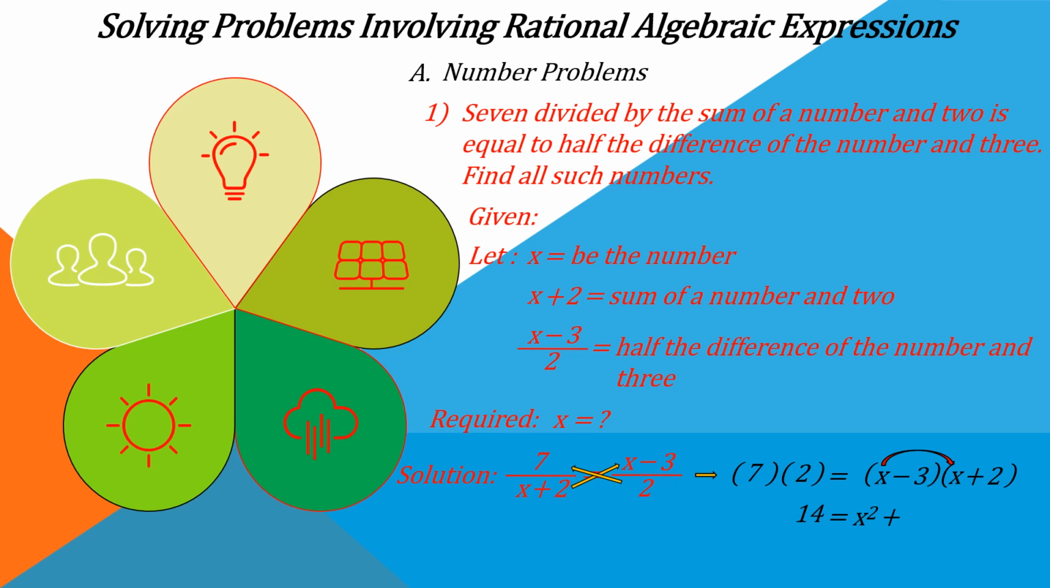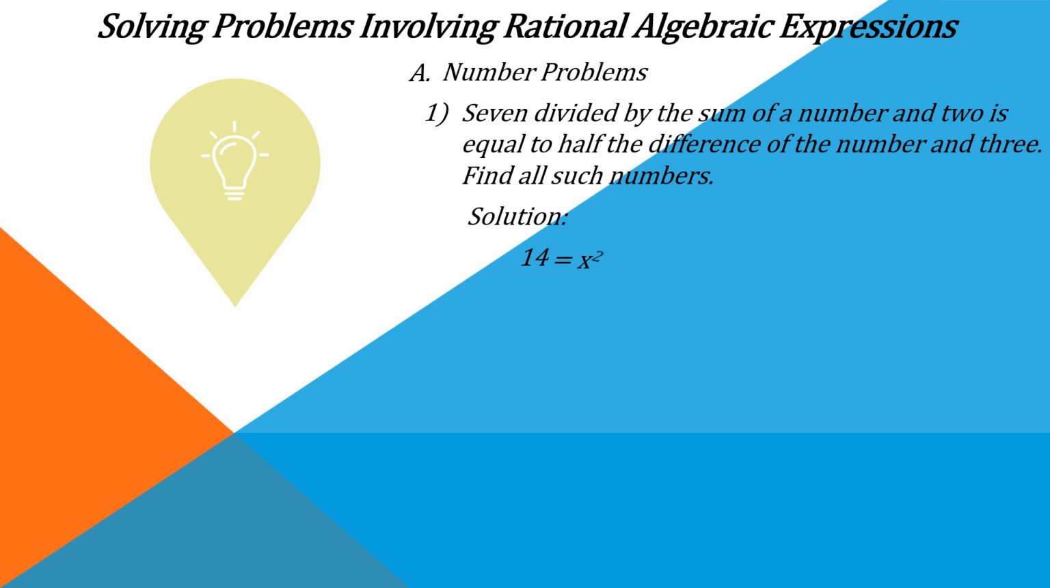So in this situation, x multiplied by x is equal to x squared, and x multiplied by 2 is equal to 2x, and negative 3 multiplied by x is negative 3x, and negative 3 multiplied by 2 is equal to negative 6. Simplifying the equations, we have 14 is equal to x squared minus x minus 6. And that is a quadratic equation. But we need to simplify further the given equations. And to simplify this further, we need to subtract 14 on both sides of the equation.